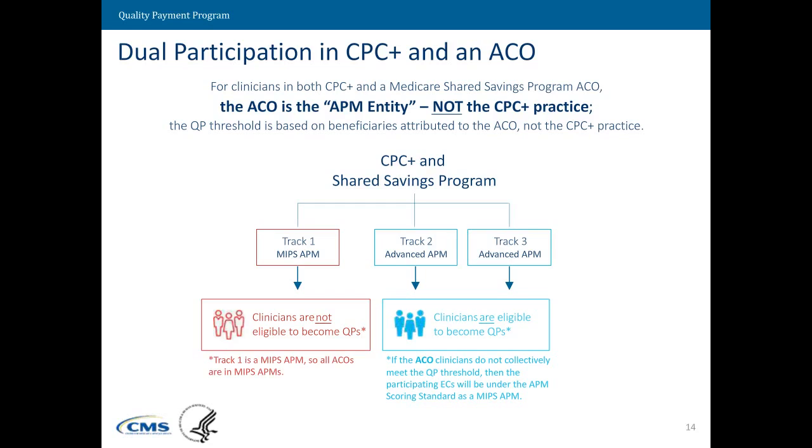CMS will use the Shared Savings Program participant list to determine which eligible clinicians, including the CPC Plus eligible clinicians, are on the Shared Savings Program participant list on at least one of those 3 snapshot dates, which again are March 31st, June 30th, and August 31st, to be scored as a MIPS APM under the reporting and scoring requirements for the Shared Savings Program ACOs.